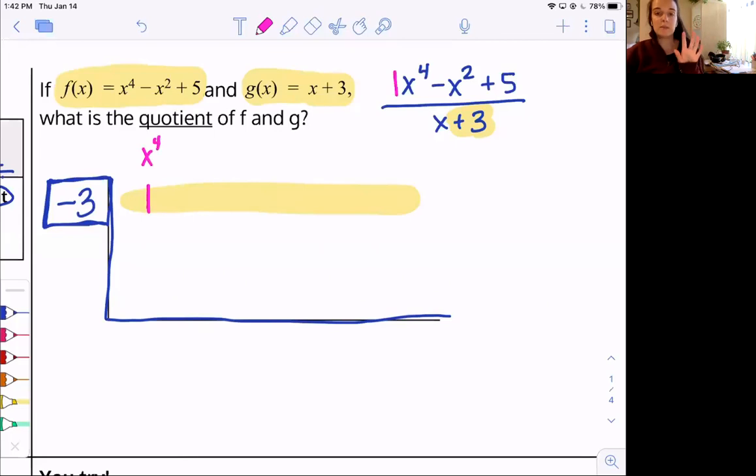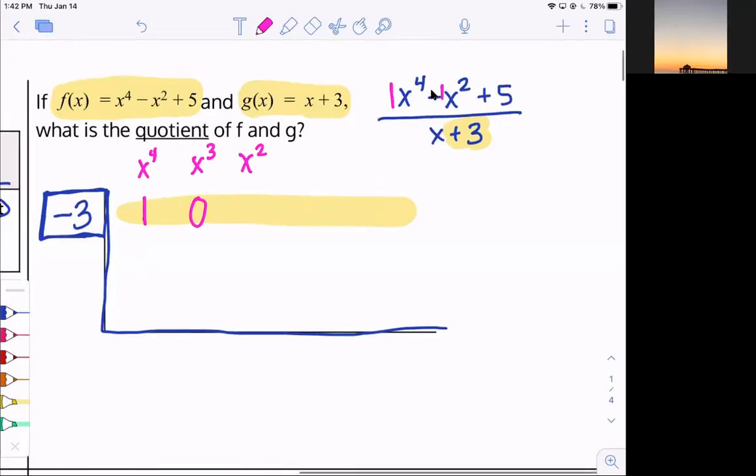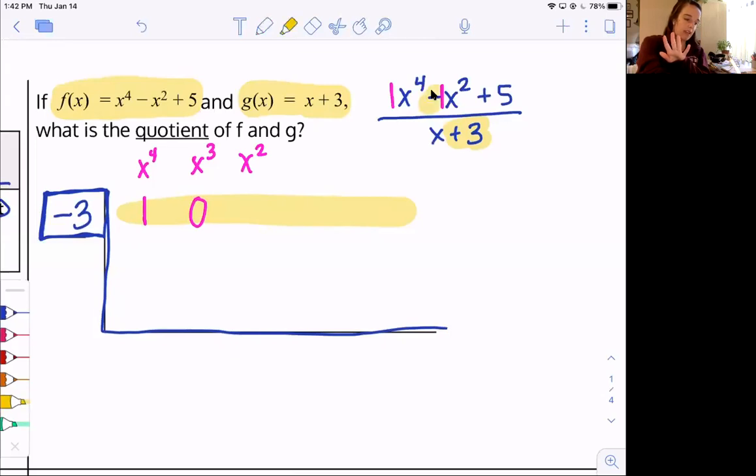For the next number, I need to put my x to the 3rds. How many x to the 3rds do I have? None, right? There's no x to the 3rds there. Yeah, absolutely. Thanks, Derek. Thanks, Mia. There's no x to the 3rds there. So what I'm going to do is put 0. I need to put in a placeholder because the way that this works, I have to have x to the 4th, then x to the 3rd, then x squared. How many x squareds do I have? -1. Yeah. Thank you for pulling in that negative, right? The negative goes with the x squared, so I have -1.